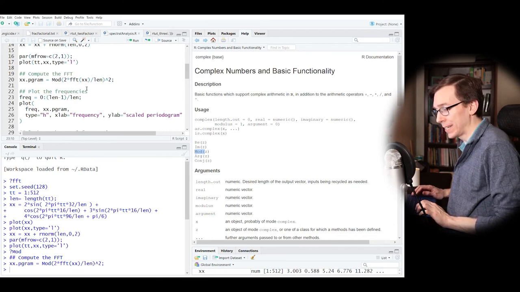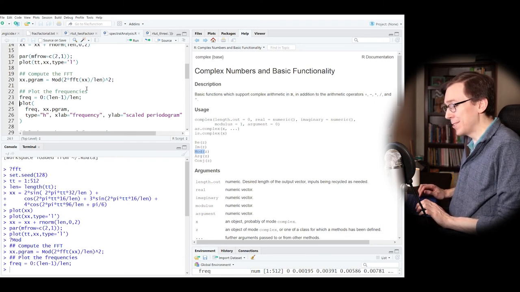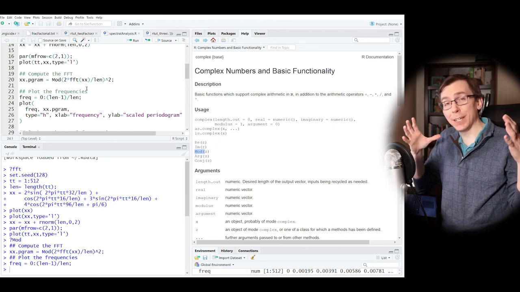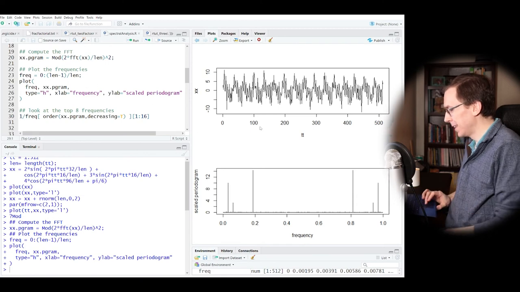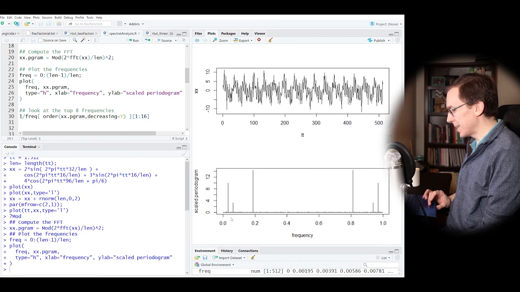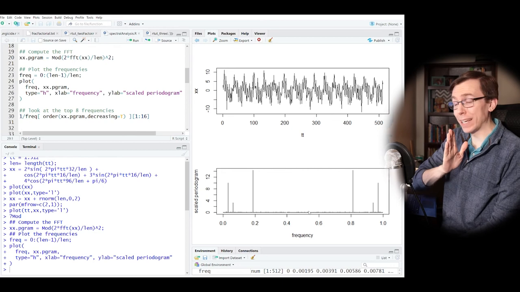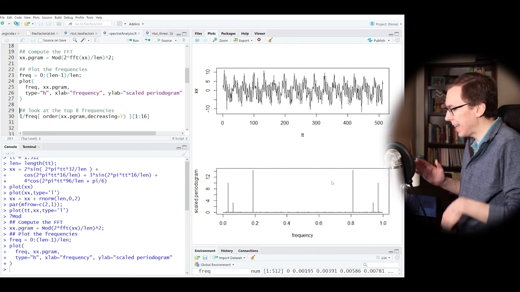Now I'm going to get the frequencies, which are all the possible frequencies, zero to length minus one, divided by length. And now I can plot the periodogram with respect to all of the frequencies, and this is what I get. So here we see a couple big spikes. These are the frequencies going from zero to one. Remember, it's symmetric about the one half. So if I imagine a magical line here at 1/2, I see the same giant spikes on either side, equidistant from the one half.